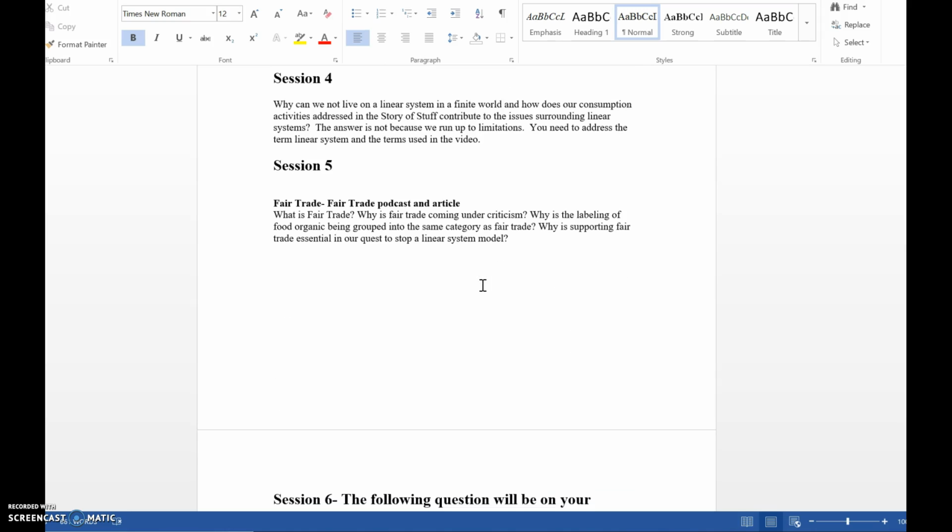Okay. And then session 5, sustainability. So we're covering that this week. Fair trade. So what is fair trade? Why is fair trade coming under criticism? Why is the labeling of food as organic being grouped into the same category, and why is supporting fair trade essential in our quest to stop the linear model? You definitely want to talk about what fair trade is, the fact that labeling is a big issue. Labeling is also a big issue in terms of organic food, and you can figure out why. Okay, so I'm not going to give you all the answers.